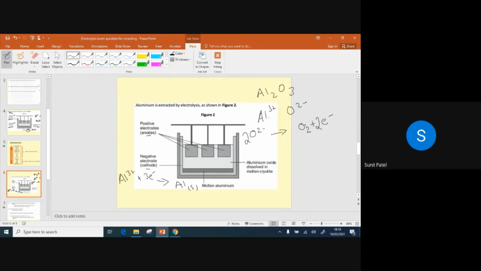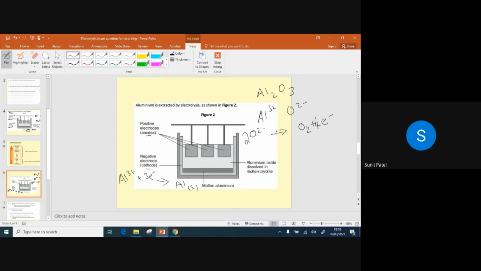Now let's have a look at the charges. I've got an overall charge of 2 times 2 minus, 4 minus here. I've got an overall charge of 2 minus here. I need to change that. I can rub this out and put a great big 4 here. Now we have a balanced equation.